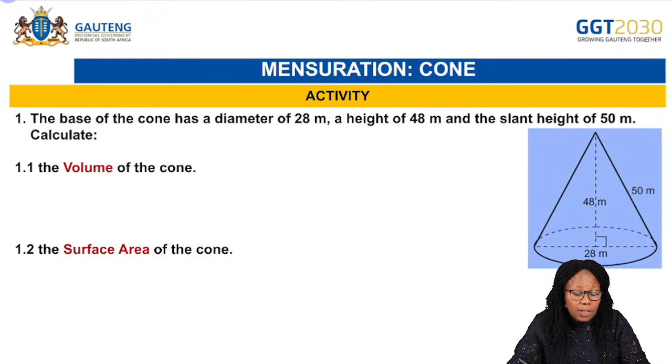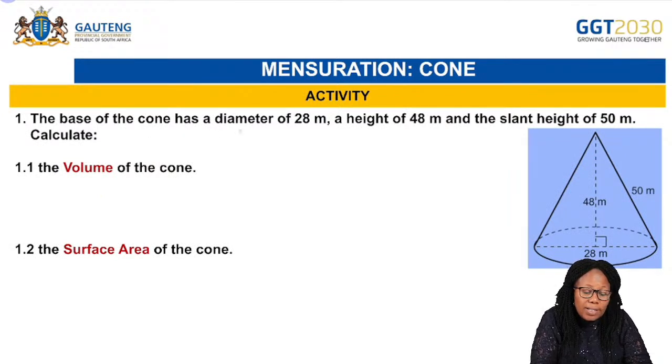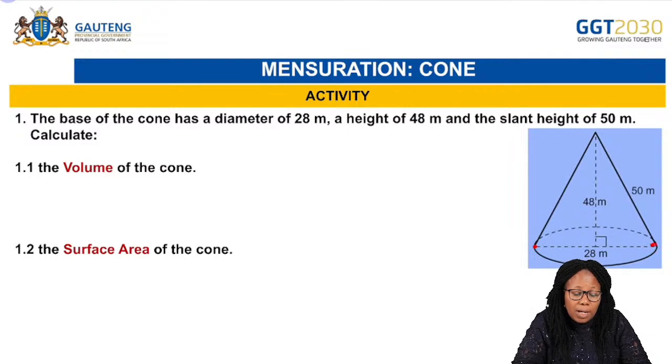Okay, there you have a cone again. A base of a cone has a diameter of 28. That is the diameter from this point to that one, which is 28 meters. And then we have a height. This is our height, which is 48. Remember, this is D equal to 28 diameter. And then we have a slant height, S is equal to 50 meters. And then we have to calculate the volume of the cone.